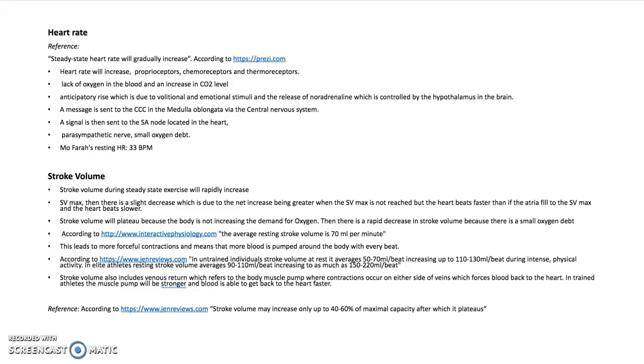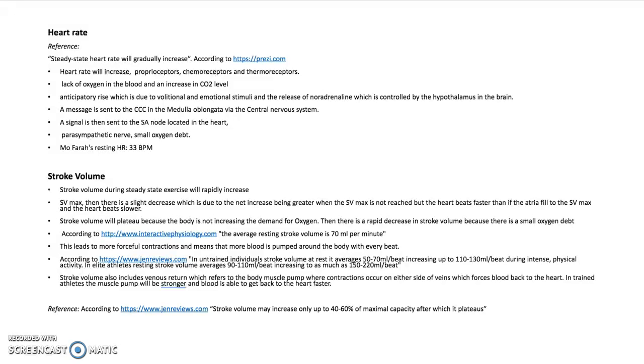According to genreviews.com, an untrained individual's stroke volume at rest is on average 50 to 70 milliliters, increasing up to 110 to 130 milliliters during intense physical activity. An elite athlete's resting stroke volume averages 90 to 110 milliliters and will increase to as much as 150 to 220 milliliters.